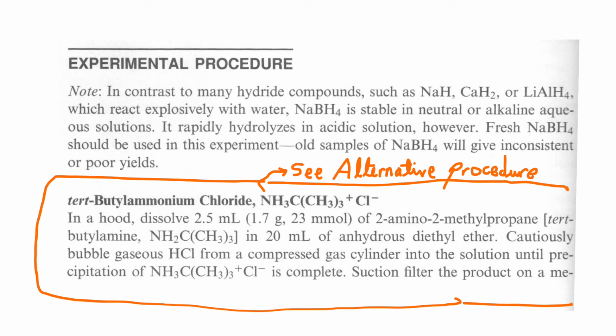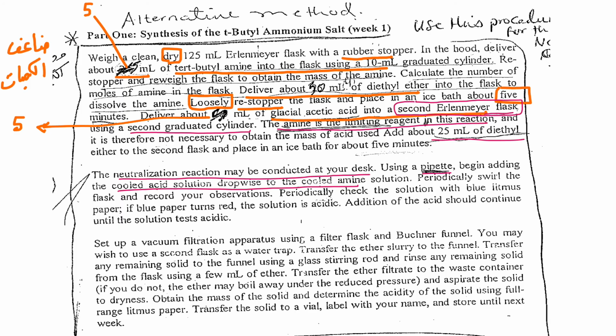Experimental procedure: we have an alternative procedure to prepare the tertiary butyl ammonium salt. You dry the flask, then you add tertiary butyl amine. In the dry flask, you use a stopper, but a very loose stopper. Then you add ether as a solvent. Then you prepare glacial acetic acid on the other side in a different flask. Then you mix the solutions to form the tertiary butyl ammonium salt, and you filter it off as a white solid.